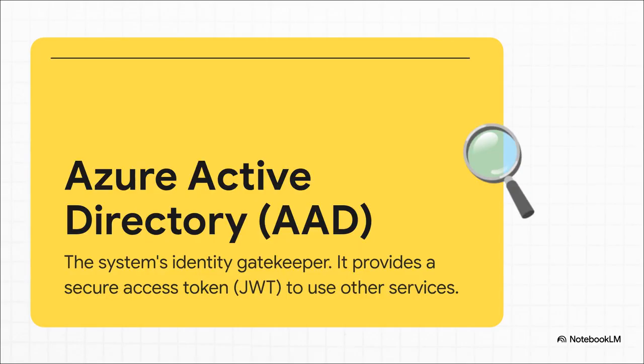Now, before you can use any of those services, you have to get past the main gatekeeper, Azure Active Directory, or AAD. When you log in, AAD is what confirms you are who you say you are, and then it hands you a secure digital key called a token. Think of that token as your passport for the rest of the system. It proves to every other service that you're allowed to be there. This is really the bedrock of Teams security.